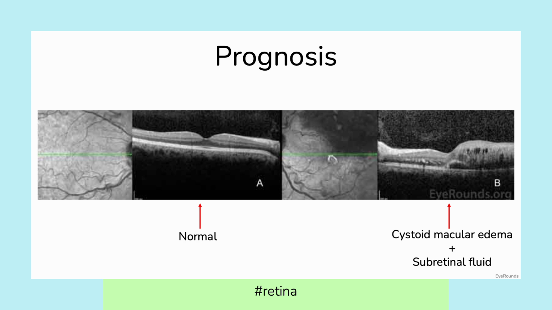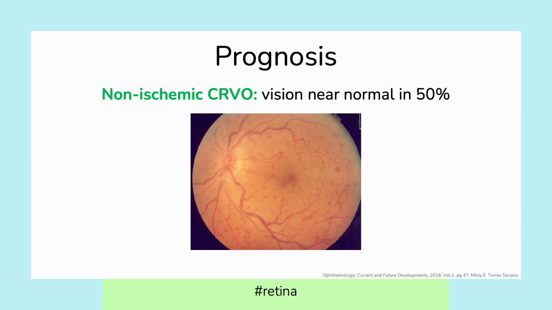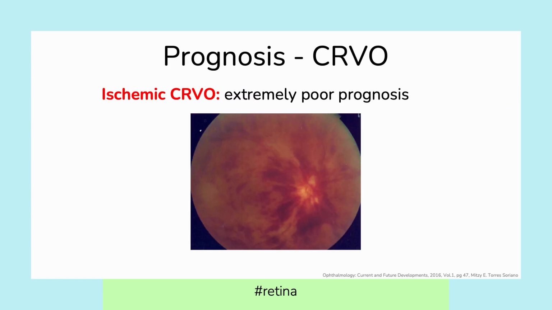Prognosis after RVO depends on the location of the occlusion, the degree of ischemia, and the development of sequelae. The main cause of poor vision after RVO is chronic macular edema. Non-ischemic CRVO has a good prognosis with vision returning to normal or near normal in 50% of patients. Ischemic CRVO has an extremely poor prognosis.